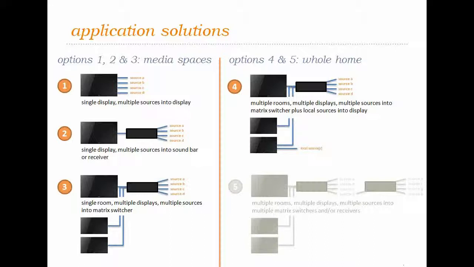On the right-hand side, what we call options 4 and 5 here, and there's more permutations than this, but these are the basics. We're talking about whole home possibilities, where in option 4, for example, you've got multiple rooms, multiple displays, and multiple sources into a matrix switcher and a stack of equipment, which is very traditional, very common. Most of you guys have either done these or seen these and worked on these, so those are very common.